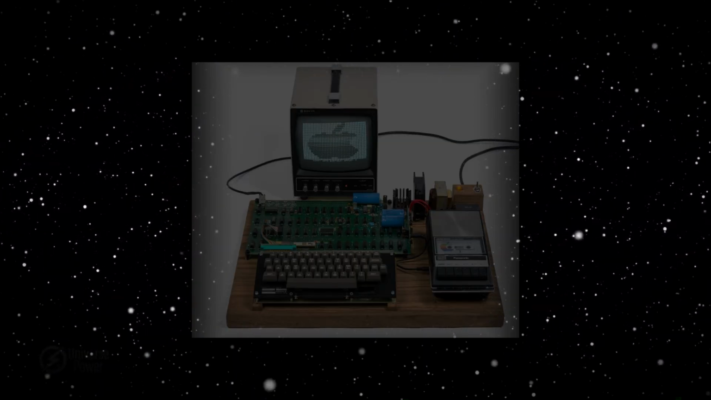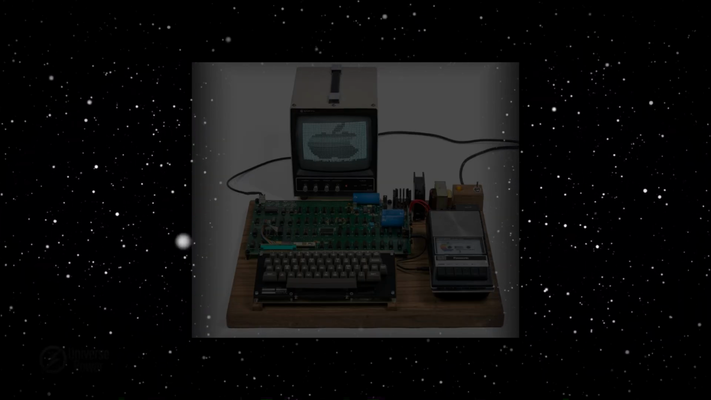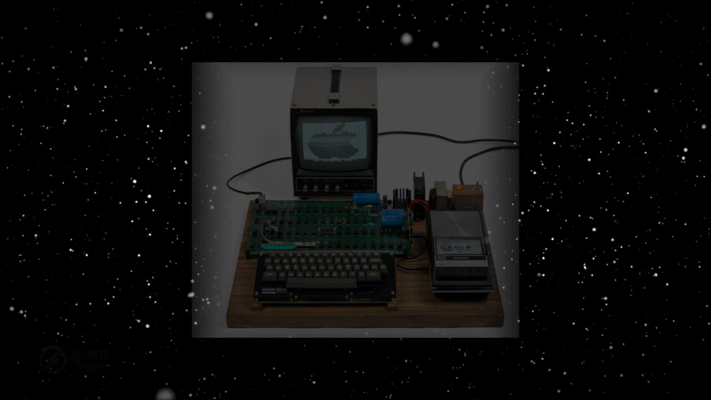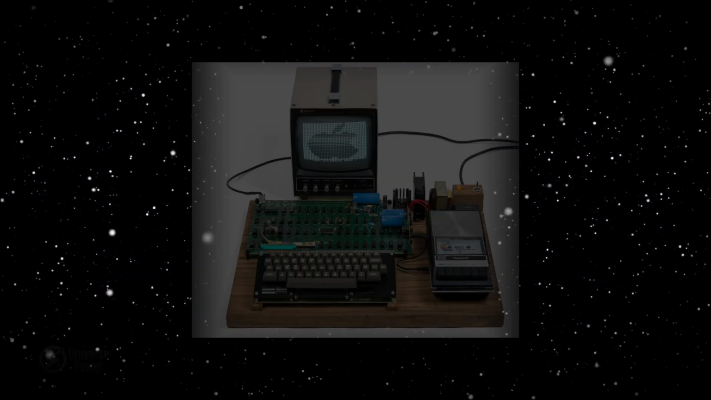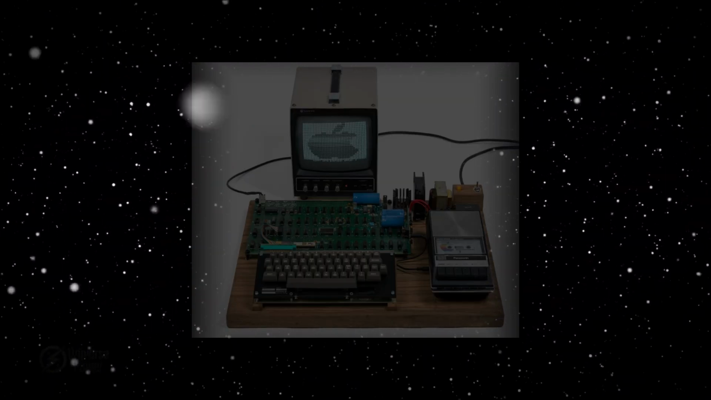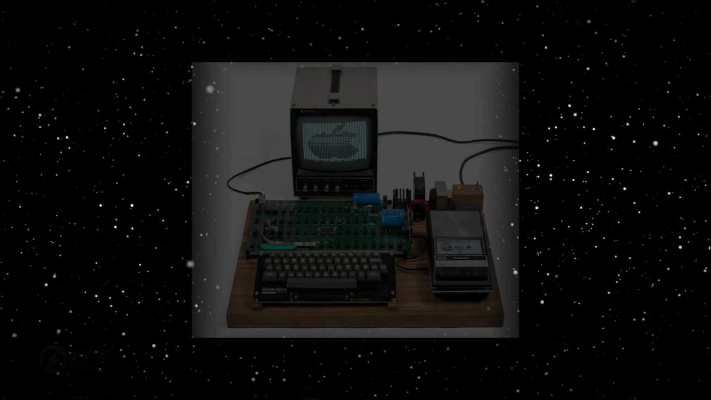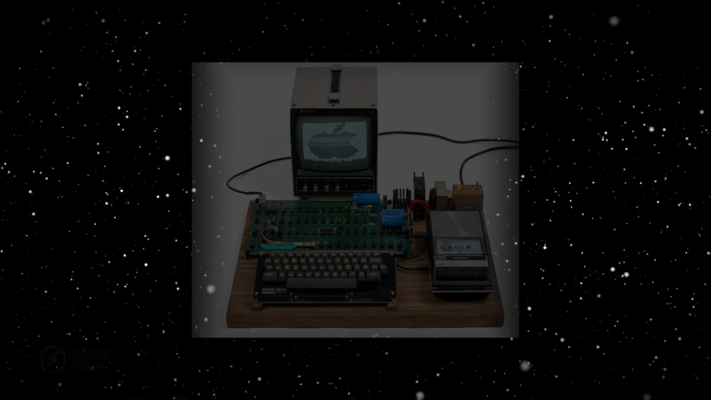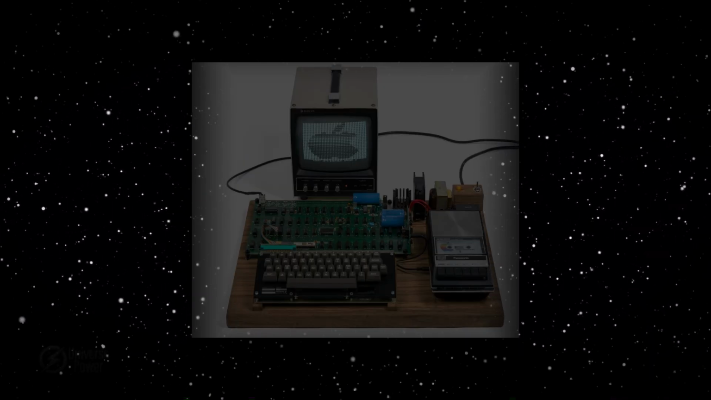IBM entered the market in 1981 with the IBM PC, which became the industry standard. Microsoft supplied the operating system, MS-DOS, cementing its role in software. This era marked the birth of the PC industry, with millions of people buying computers for work, education, and eventually gaming. The foundations of the modern tech giants were laid during this revolution.